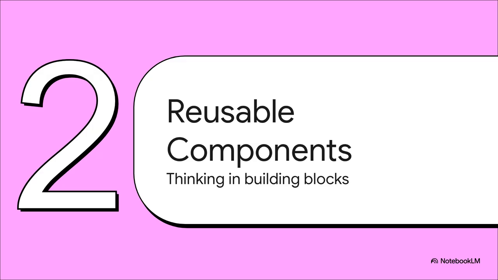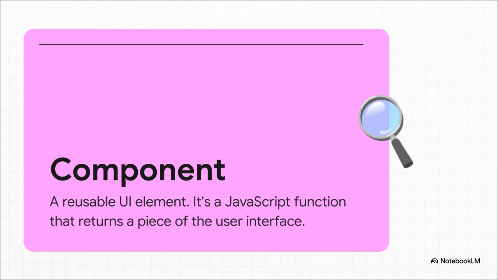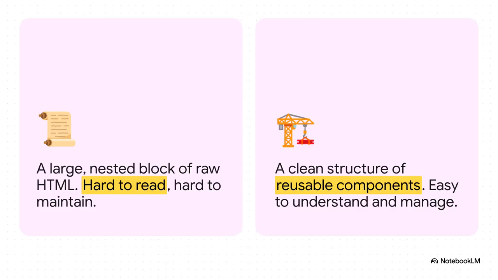Its first big idea was to get us thinking in terms of reusable components, like building blocks instead of one giant sculpture. And this idea was honestly brilliant. React said, stop thinking about giant monolithic pages. Instead, break everything down into small, self-contained, and reusable pieces called components. At its core, a component is just a JavaScript function that spits out a piece of your user interface. It could be as small as a button or a search bar, or as big as an entire section of your page.